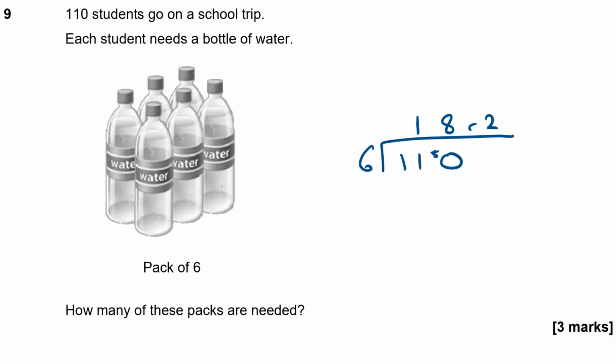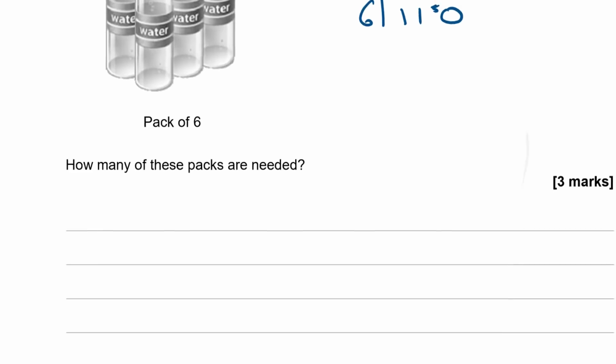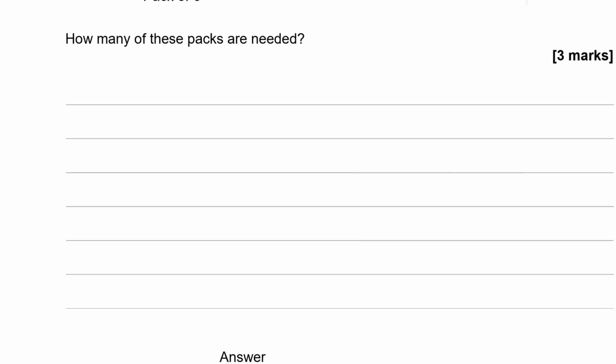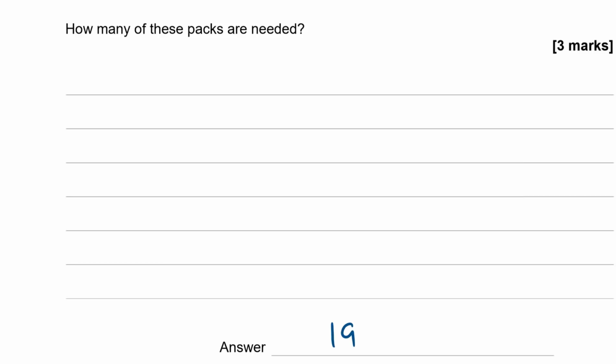Now, I can't have a remainder here. I can only buy in multiples of 6. And if I buy 18 packs, it's not going to be quite enough. I'm going to have 2 students who don't get any water. So actually, I'm going to need to buy one more pack, aren't I? I'm going to have to buy 19 packs. So how many of these packs are needed? I need 19 packs.